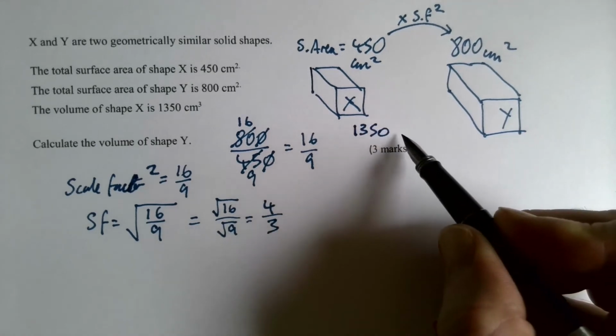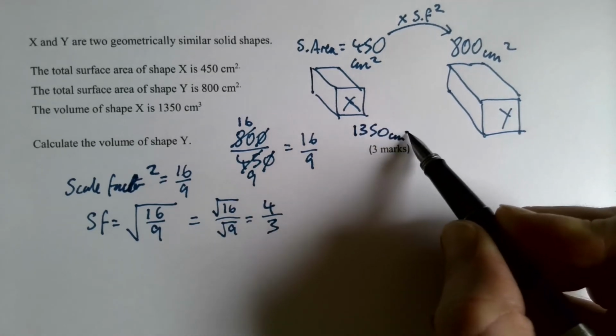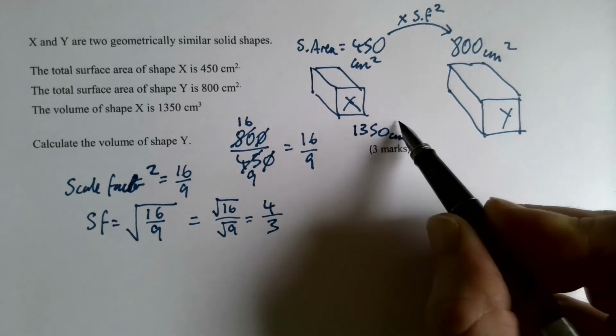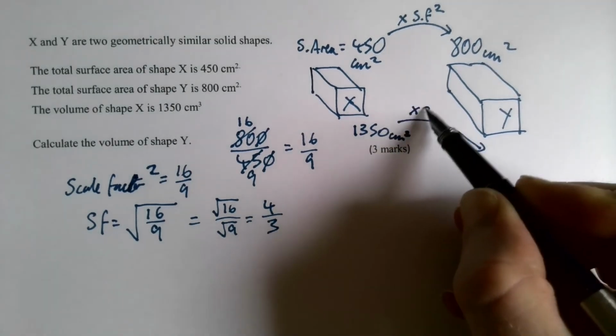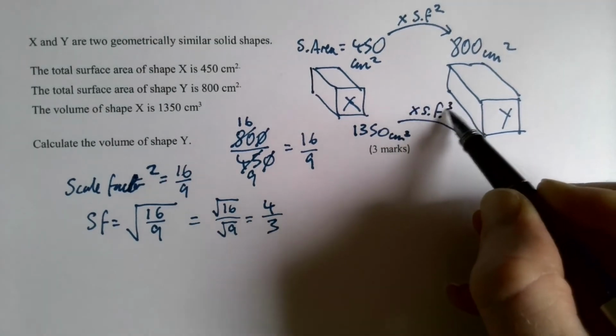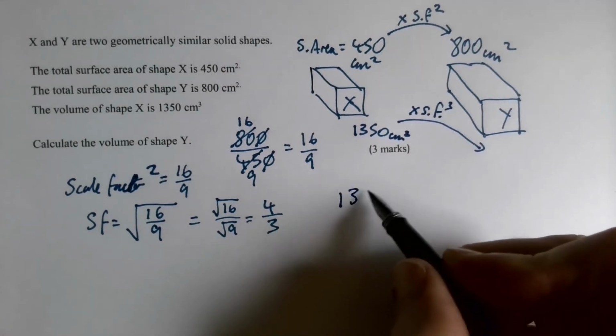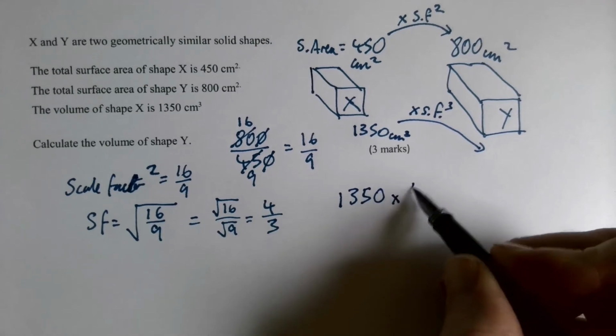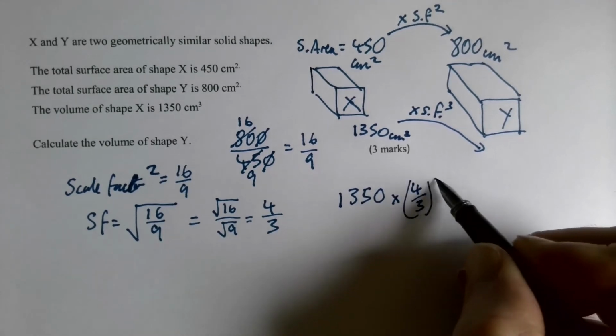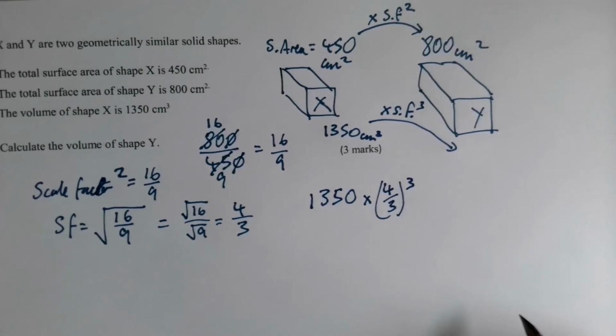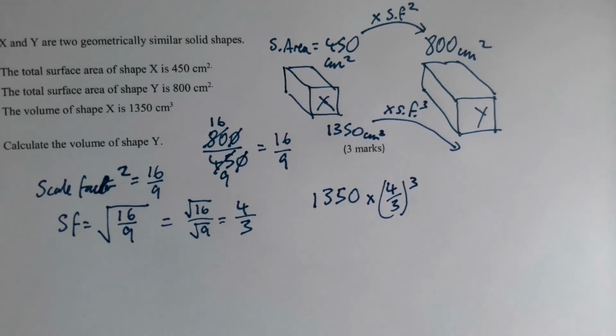So the volume is going to be, we've got 1350 there, centimeters cubed. That's going to be multiplied by the scale factor cubed. So we're going to have to do 1350 times 4 over 3 cubed. Now, it's only 3 marks, might seem like a lot of work, but it's not actually that much. It's not that nasty. If you haven't done any of this so far, pause the video, make sure you've got it all copied and have a little go at it.